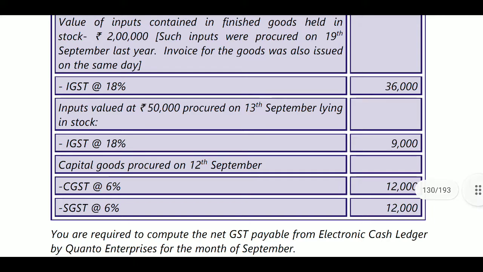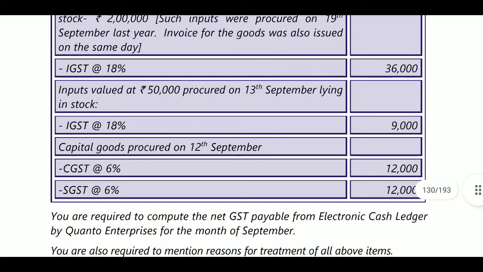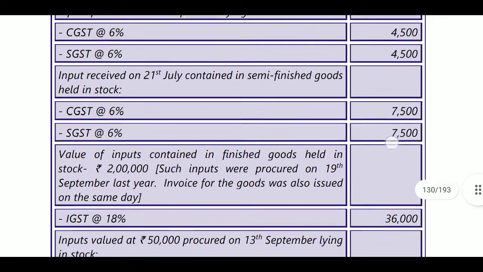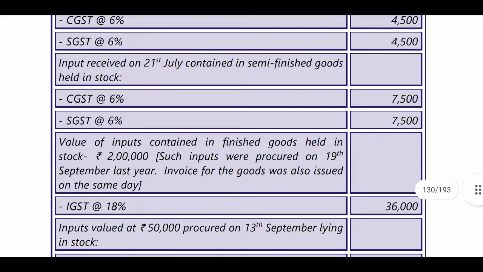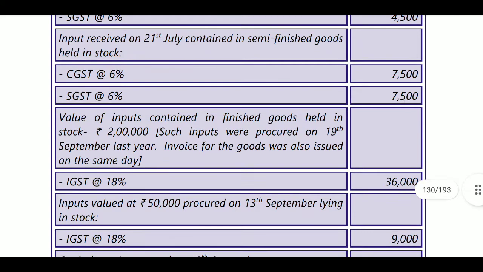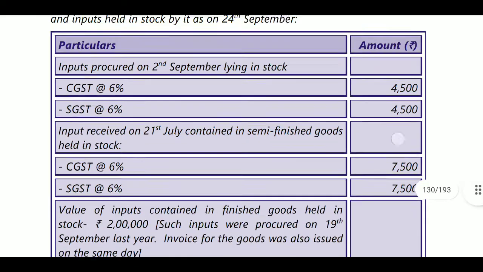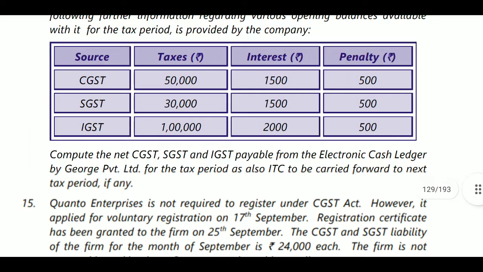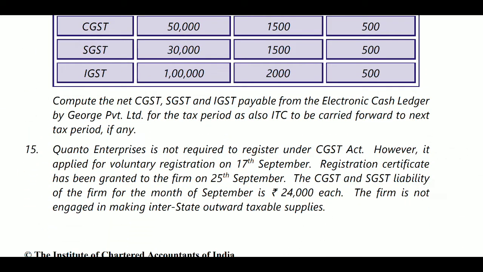Next, capital goods procured on 12th September, that is 12,000. It is not allowable. Okay, what amount is eligible? 12,000 of CGST and SGST, that is 4,500 and 7,500, and 9,000 of IGST. So that is the allowable amount. And what is the output liability? We got that the output liability will be 24,000. So for the 24,000 we can pay based on the 12,000 and the IGST of 9,000.